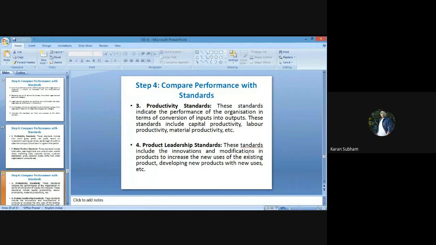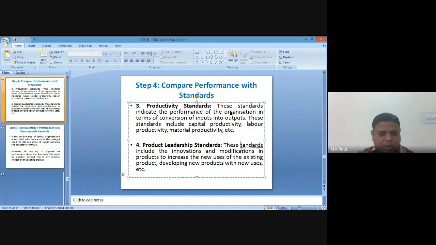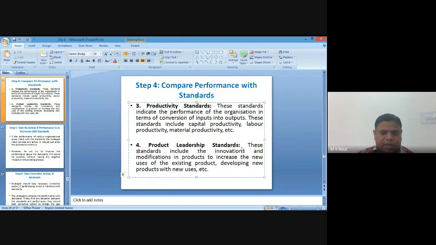Please repeat the question. Can you provide any product leadership standard? For example, that is known as increase new users of existing product, developing new product, or with new uses. Yes. Can you provide some recent examples?